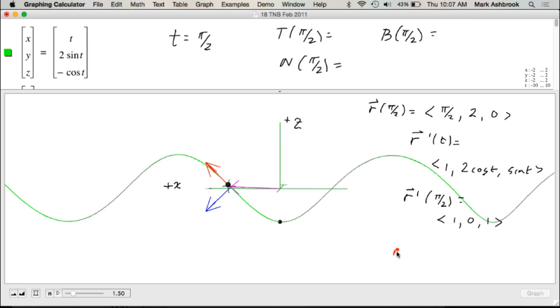So your red vector is 1, 0, 1. Yep, that's the right idea. But it's the unit tangent, right? Unit tangent, 1 over root 2, 0, 1 over root 2. Right? It's going in the positive x direction, and it's going up, but it's parallel to the xz plane, so its y component is 0. Did anybody get that before I did it? Lots of you. Good. Okay, good.